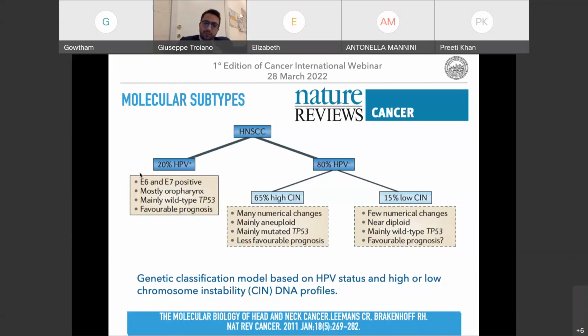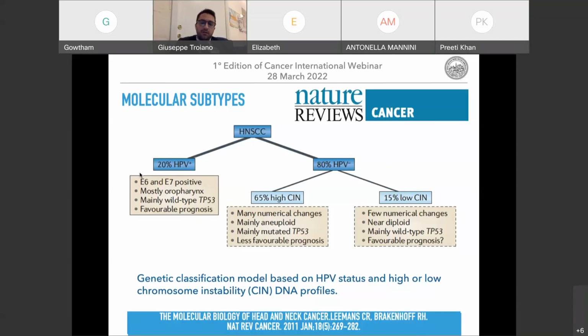And for HPV negative, we can distinguish the wider group with high chromosomal instability, similar to colorectal cancer, where we have a lot of aneuploidy, mutated TP53, and many numerical changes in the number of chromosomes, while a less common group of tumors has low chromosomal instability, with few numerical changes in the chromosomal number.